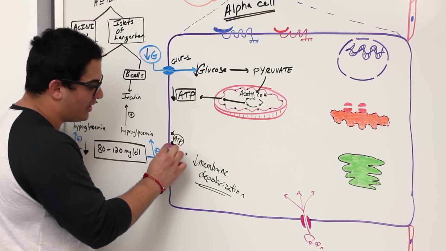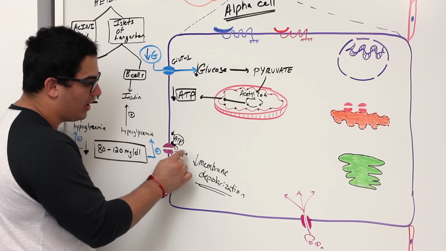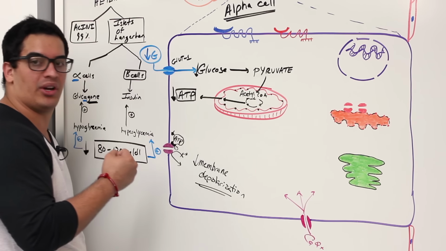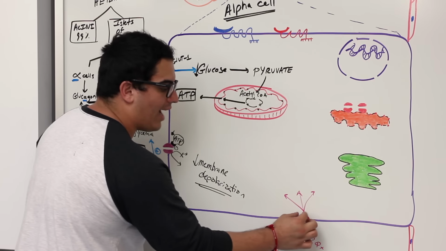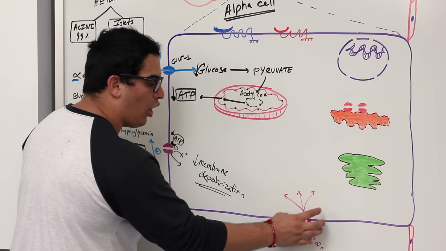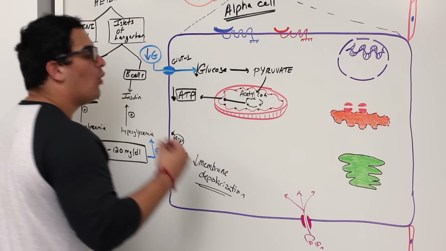So when ATP binds, it still closes those potassium channels and potassium accumulates, but it doesn't cause as significant a membrane depolarization. And then these calcium channels, due to that not-so-significant membrane depolarization, open and calcium flows in. Why am I saying this?